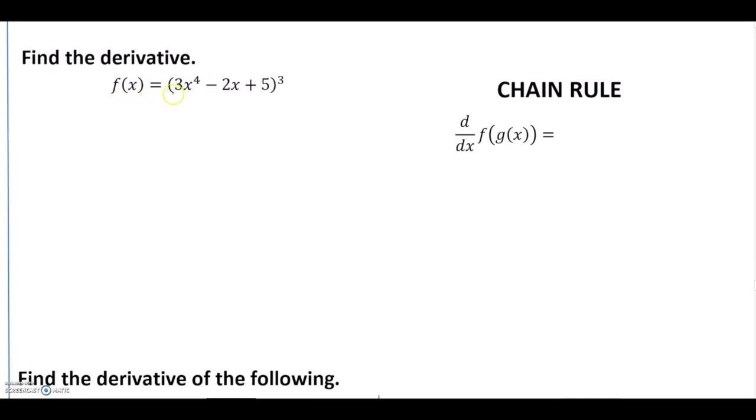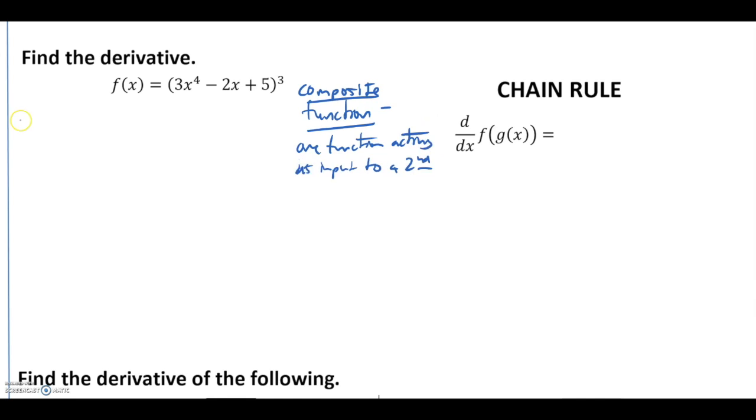f of x equals the quantity 3x to the fourth power minus 2x plus 5, all raised to the third power. And this is an example of a review concept, composite function. We have one function acting as input to a second function. In this case, we're taking the function 3x to the fourth minus 2x plus 5 and raising it to the third power. In this one problem, we have two different functions that we're trying to differentiate, but they're not arranged as a product or a quotient or as a sum or difference.